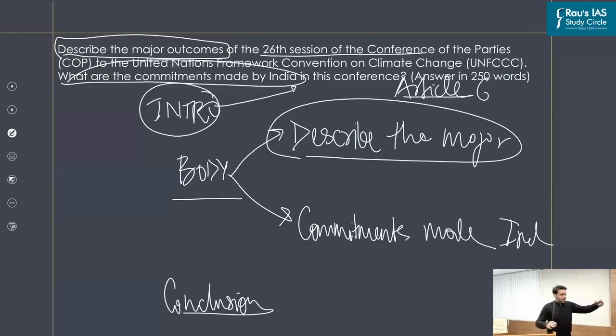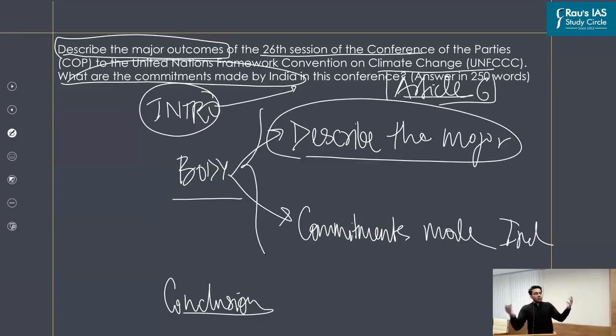Because then, if you write about how high the anticipations were as far as the Glasgow Summit is concerned, and then when you describe the outcomes in the body part, it will justify whether the expectations which the global community had from UNFCCC's COP26 were justified or not. And then in the conclusion, you can finally say whether the Glasgow Summit was able to fulfill the expectation or not. Is this point clear?